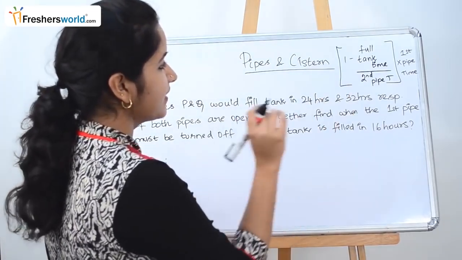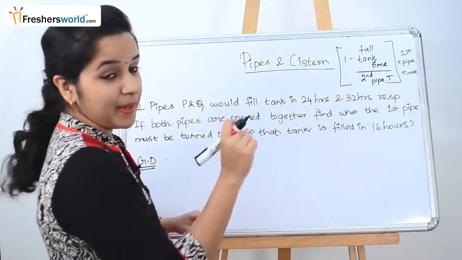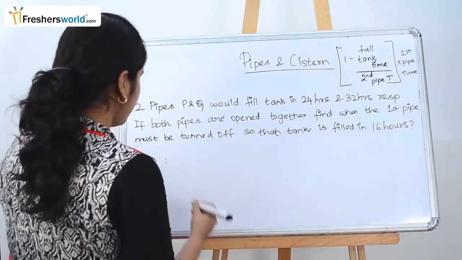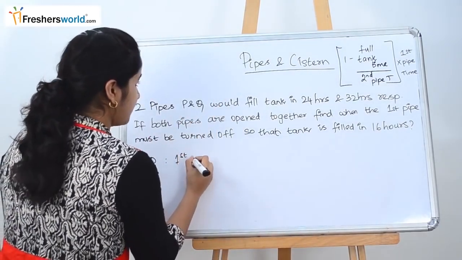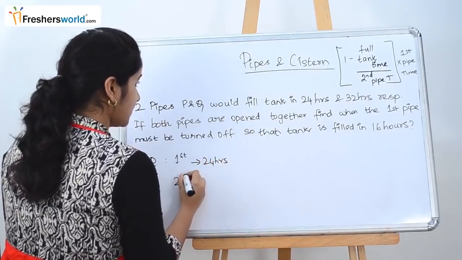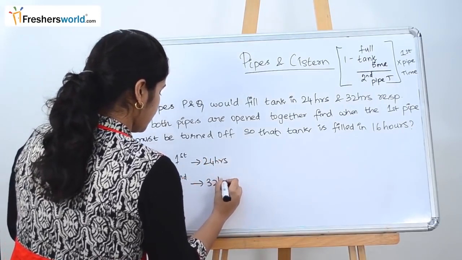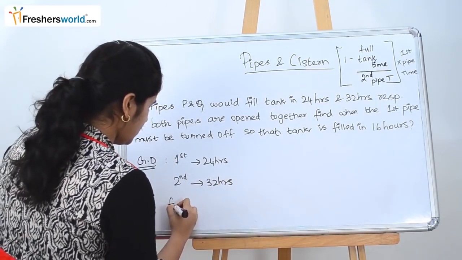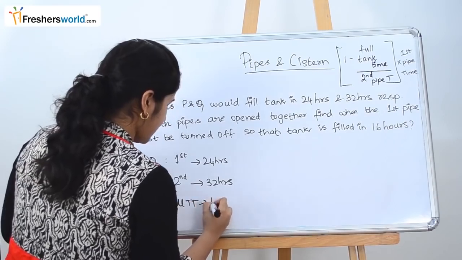First, we have to write the given data. What is needed? We need the full tank time, second pipe time and the first pipe time. From the question, we know that the first pipe time is 24 hours, the second pipe time is 32 hours, and the overall time it takes is 16 hours. So the full tank time is 16 hours.